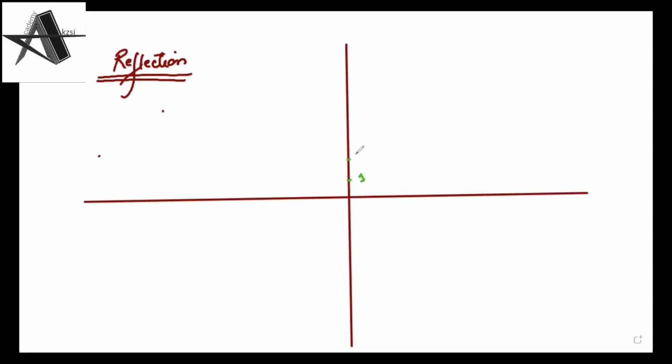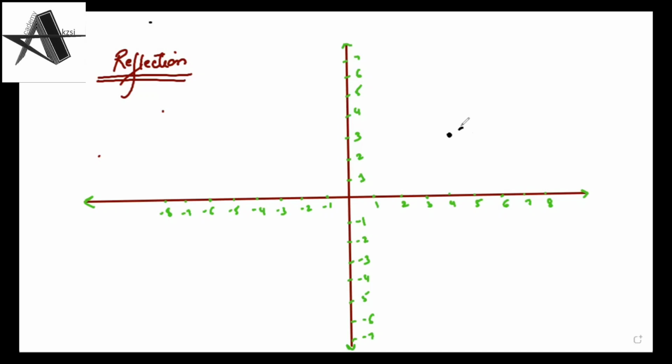Let me make x and y axes. This is 1, 2, 3. Suppose the point is here. This position is 4, 3. Clearly, x is 4 and y is 3. Now I have to reflect it about the y-axis. The y-axis is my mirror line. The y-axis means this one.